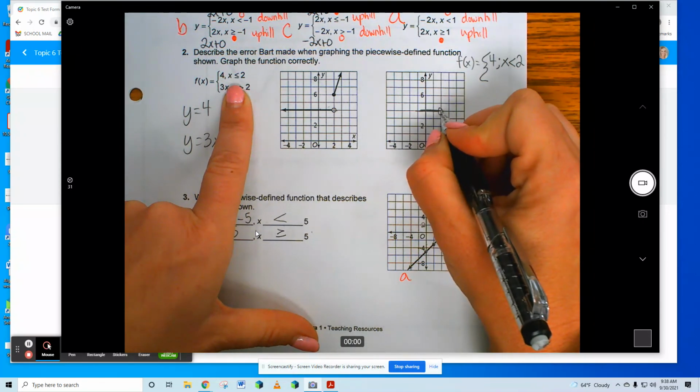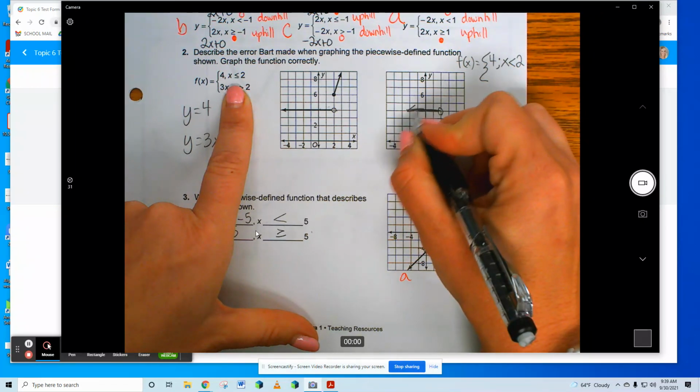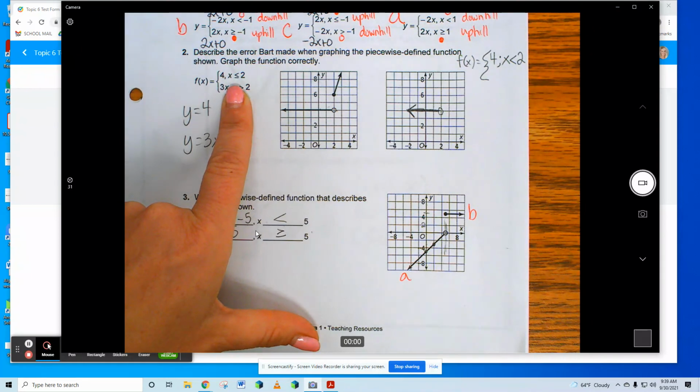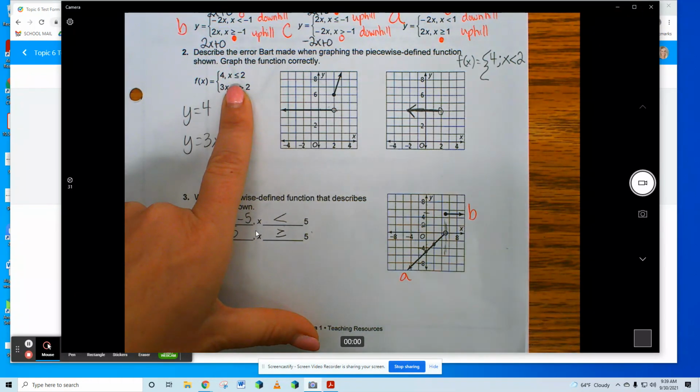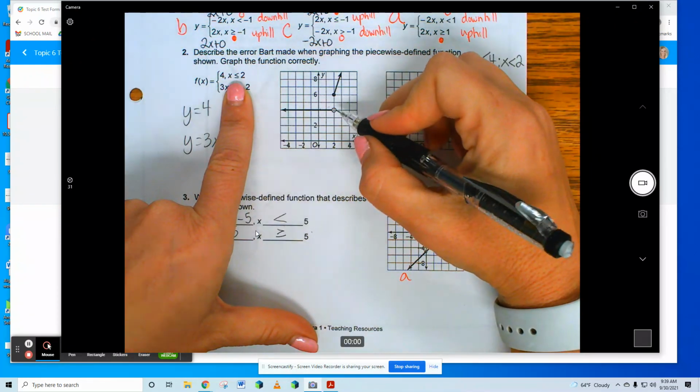Oh, it should be an open circle. Okay, good. So he wrote the equation wrong. He didn't graph it wrong. Yeah. It does say describe the error made when graphing. Oh, okay. So he had this equation. He should have written x is less than or equal to 2. Okay, very good. The circle is wrong.